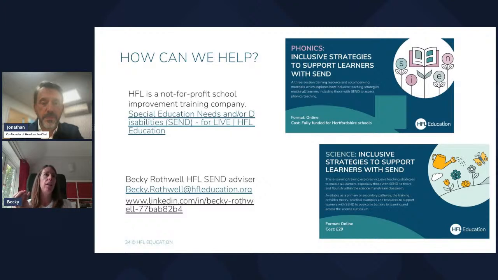So start off with explicit instruction, because that is the skill set of the teacher: that modelling, that thinking aloud, that I do, we do, you do, and then adding that scaffolding within it. So I would start with those.